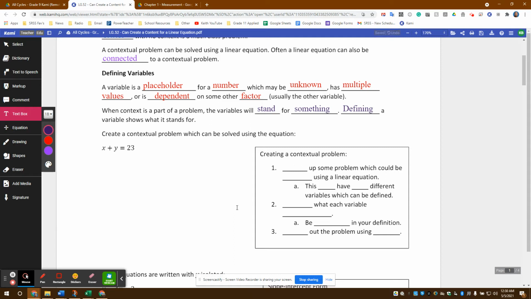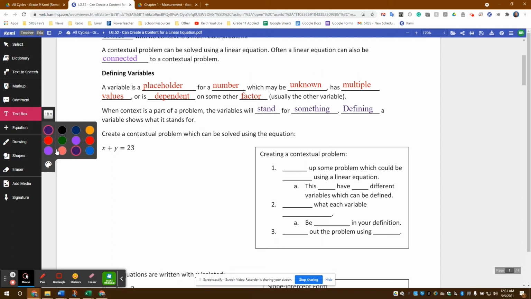Now, how do we create a contextual problem which can be solved using this equation right here? In this equation, we have two numbers being added together, x and y, and they equal 23. So we can probably come up with some examples like 10 and 13, or 15 and 8, or 1 and 22, or -5 and 28. Those all work. Those would be values that work in this case. But to come up with an actual problem that is defined by that is maybe a little bit more difficult.